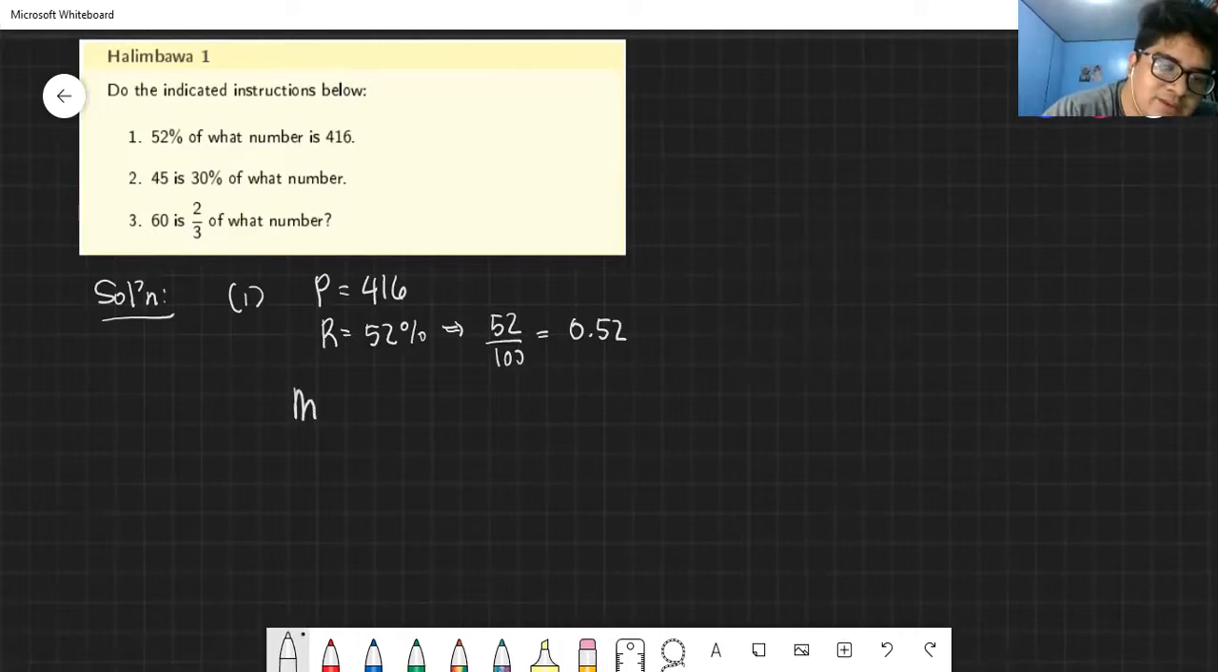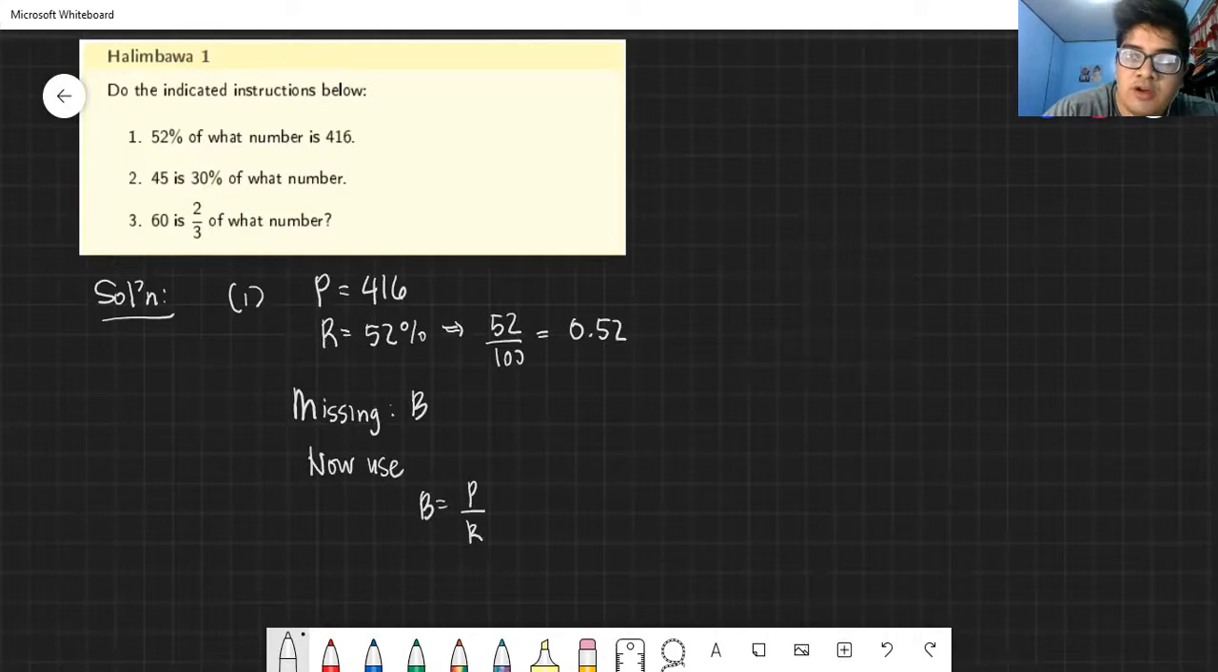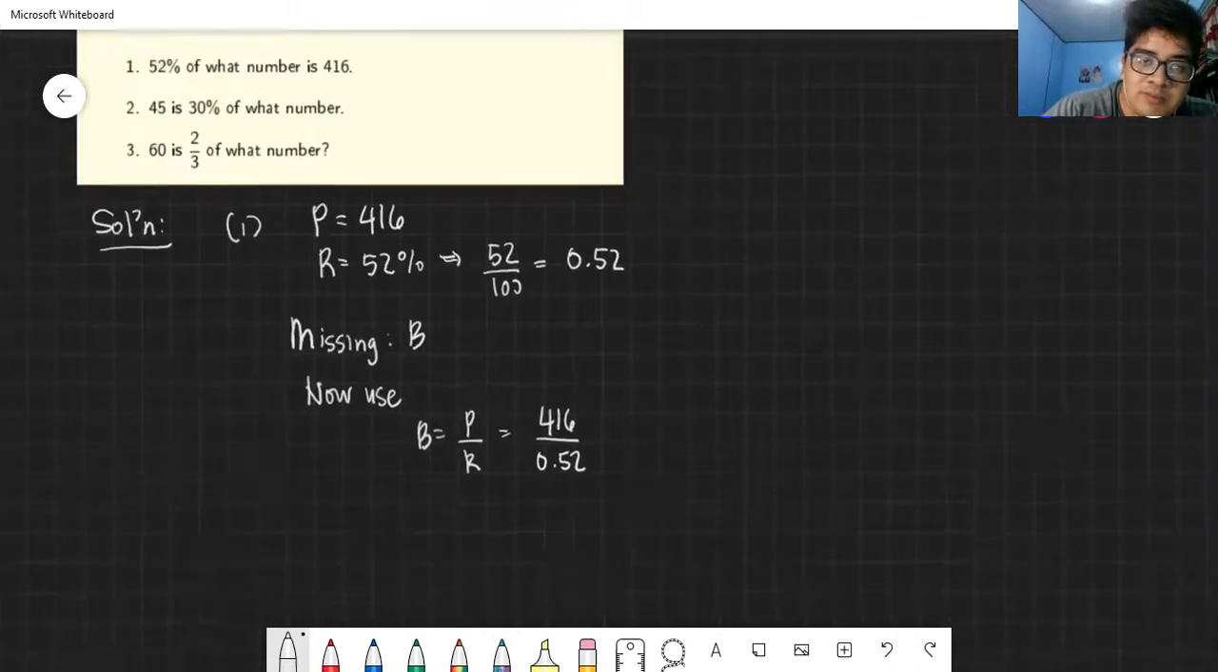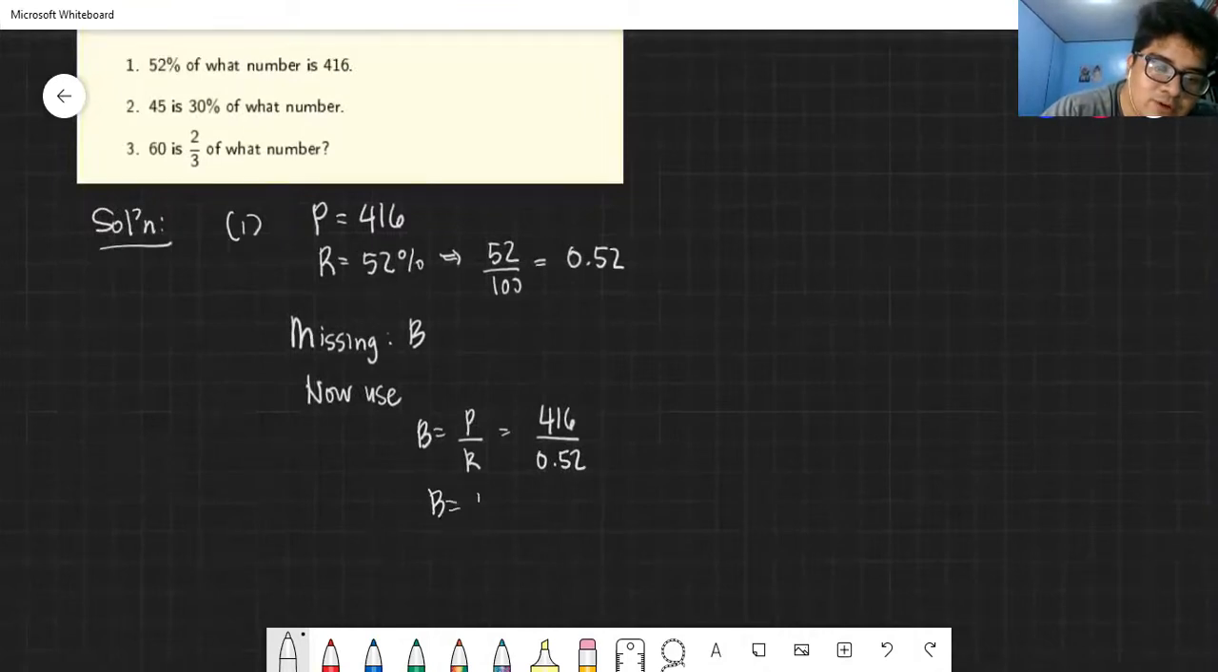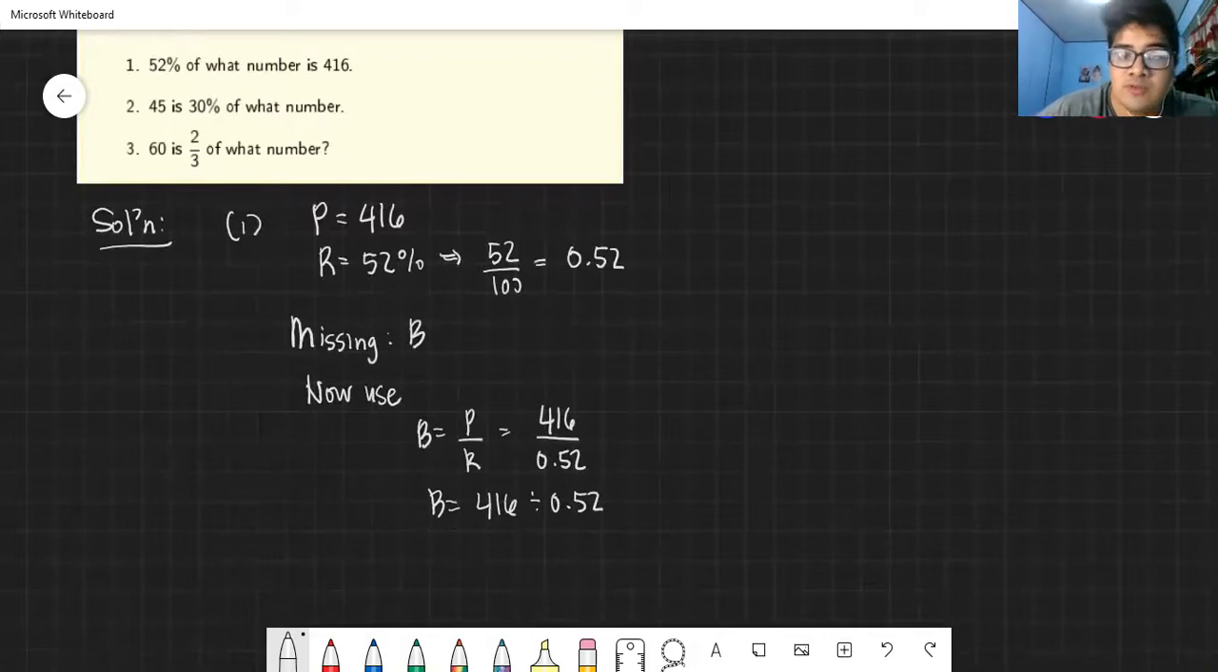So therefore, the missing is the base. Now use the formula B is equal to P over R. Now, who is P? This is 416 all over 0.52. And this turns out to be just a division problem. B is equal to 416 divided by 0.52. And how do we do this? By using the division method, long method, or by a calculator.